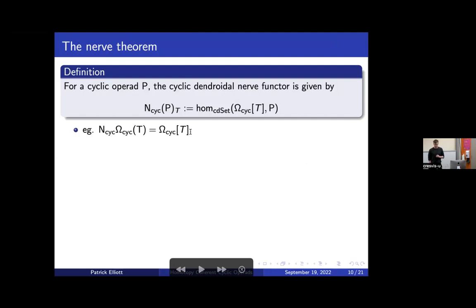Among other things, it tells us that cyclic operads have a decomposition in terms of trees, much like how presheaves have a decomposition in terms of representables. It turns out to be very nice.